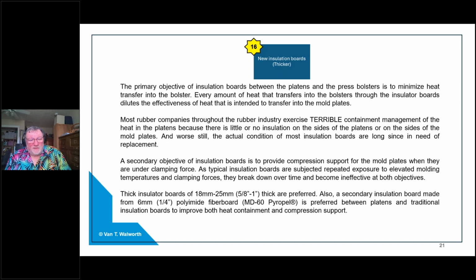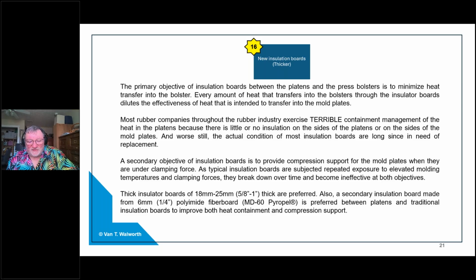Another problem that we have with not being able to maintain our thermal gradient and our pressure gradient is because of the condition of insulator boards. The purpose of the insulator board that's placed between the platen and the bolster of presses is to minimize the amount of heat that transfers from the platen into the bolsters. And those are often damaged over time. I go into clients all the time around the world and walk up to a press and see the insulator board with a crack right on the front. I can see it on the front edge.